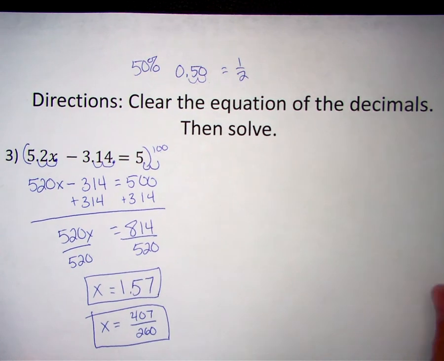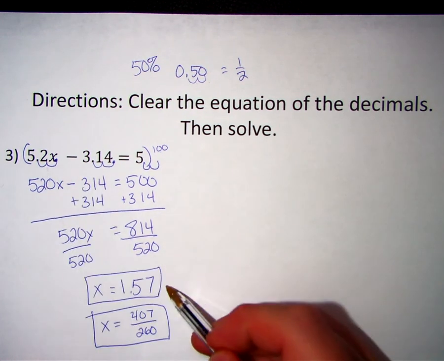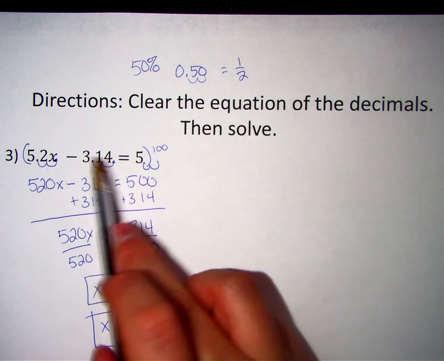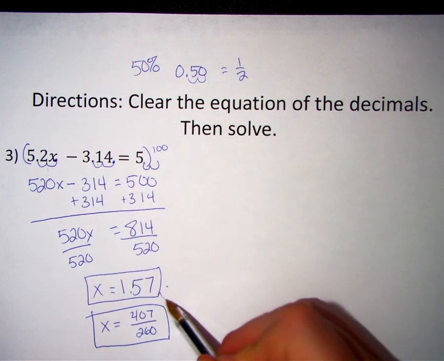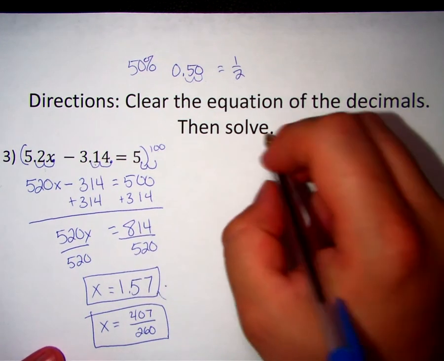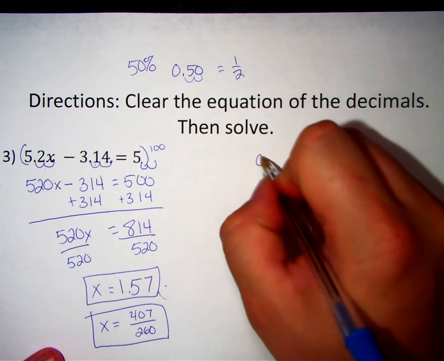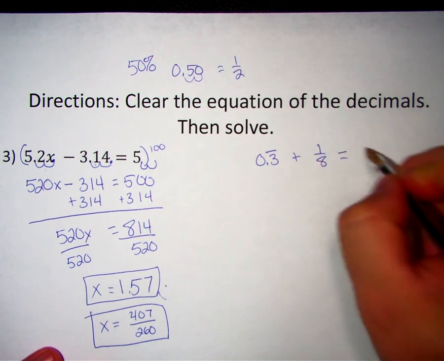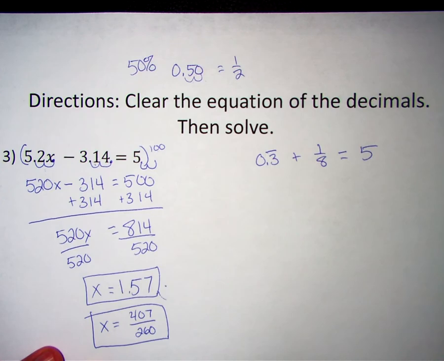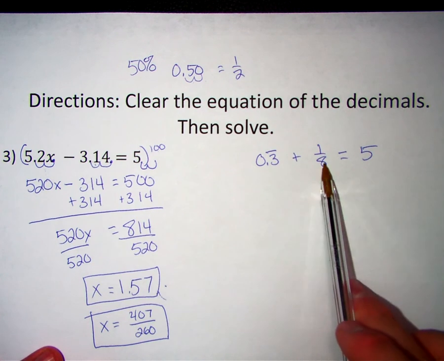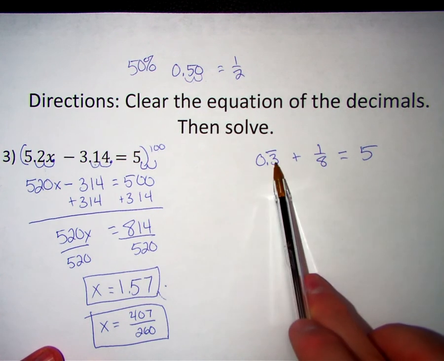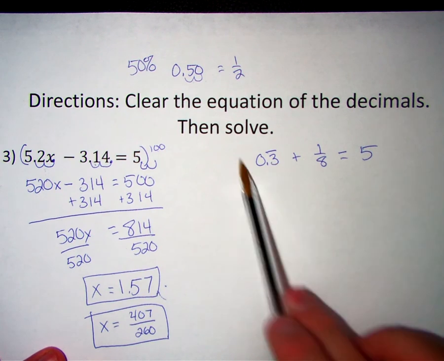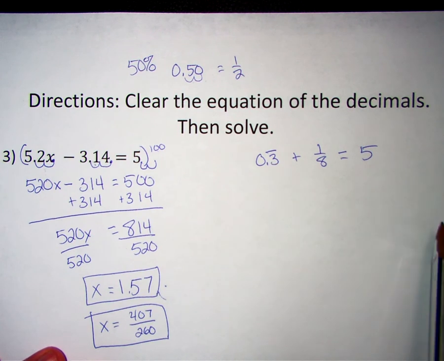General rule of thumb, though, if you start with a decimal, go ahead and end with a decimal. If you start with a fraction, go ahead and end with a fraction. If you start with a mixture of decimals and fractions, like 0.3 repeating, plus 1/8 equals 5. Anytime you have a fraction and a repeating number, you're going to have to change that repeating number to a fraction. So this means we're dealing with a setup that's going to lend itself to fractions. We're going to work with fractions all the way through. We're going to give a final answer in fraction form.